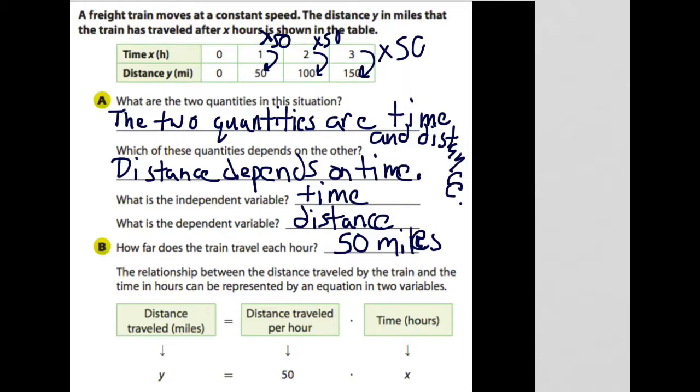And then the relationship between the distance traveled by the train and the time in hours can be represented by an equation in two variables, where y is the distance traveled, per hour is 50, and then the time is represented by x. So if you multiply 50 times x, it'll get you your distance, which is y.